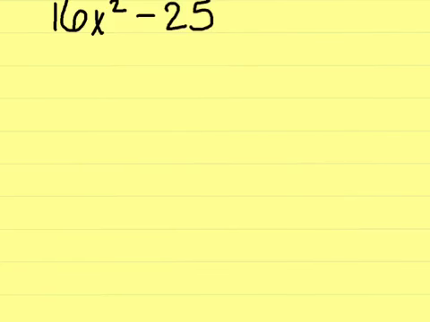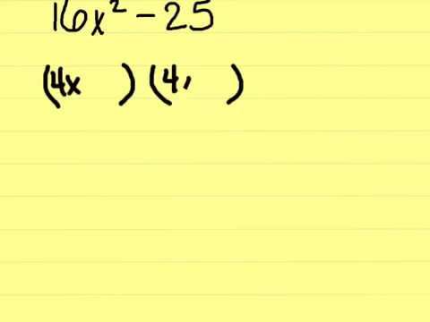We have 16x squared minus 25. Again, it's going to be two quantities. What's the square root of 16x squared? 4x. So 4x goes in one quantity, and it also goes in the other quantity. What's the square root of 25? 5. Again, one's plus, and one's minus. So my final answer is 4x plus 5 and 4x minus 5.